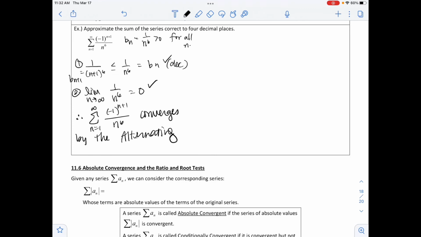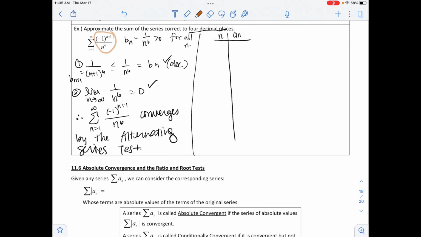So the next thing that we're going to do is to approximate the sum of the series correct to 4 decimal places. I'm not sure how many terms I'm going to need, so I'm going to make a table that I can keep adding to until I get to that desired value. So I'm going to have n here. I'm also going to write a sub n, and remember again, a sub n is this function that you were given, negative 1 to the n plus 1 divided by n to the 6th. And I'm going to write down what I get for those terms, and then I'm going to make another column over here that's going to be my sum, and I'm going to call that s sub n. So the first term, if you plug in 1, is 1, and so that sum would be 1 also.